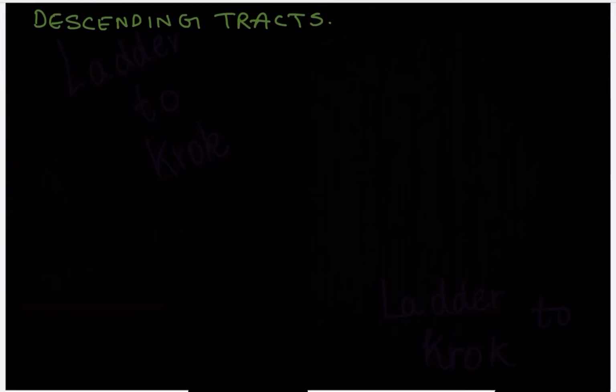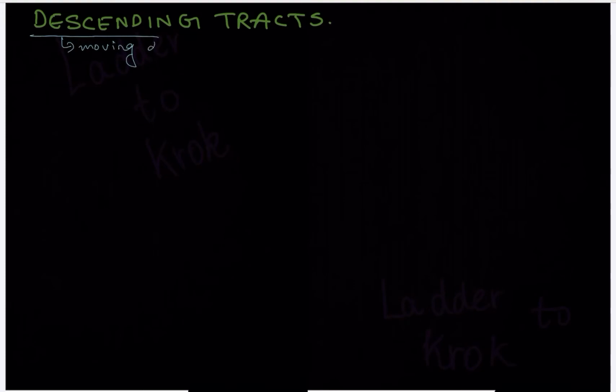Hello guys, welcome back. So today we'll be starting with a new topic, that is descending tracks. Now, descending tracks means what? Motor functions. Descending means moving downwards. That is, your brain will command your nerves, and those nerves will go and supply the target organs, and then your organs will perform the action.